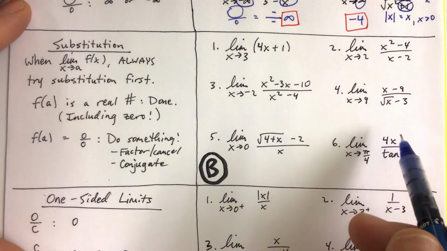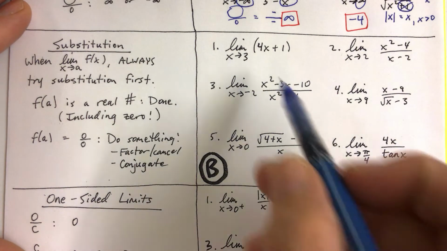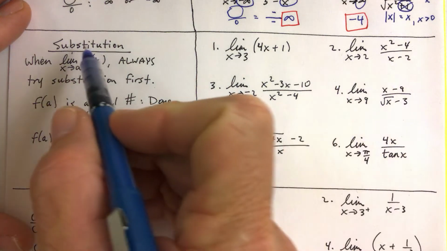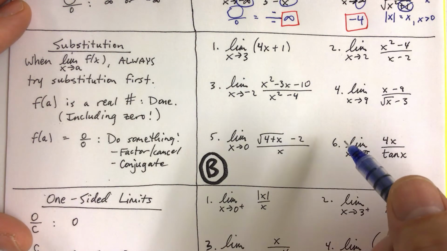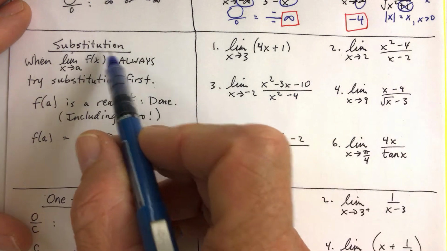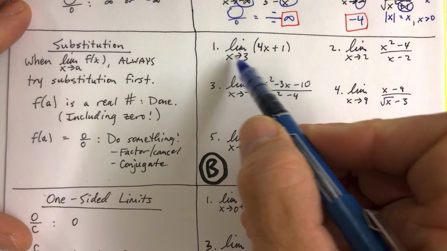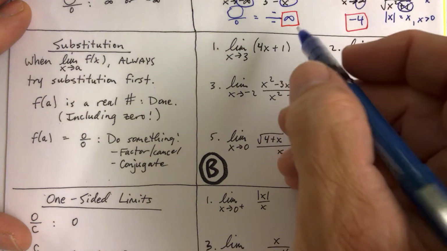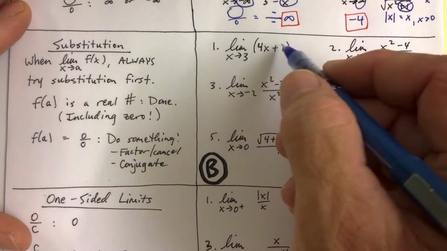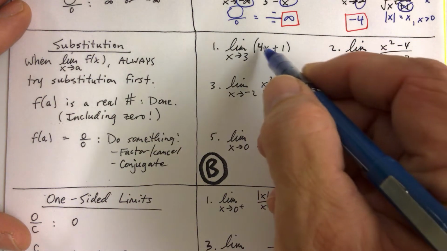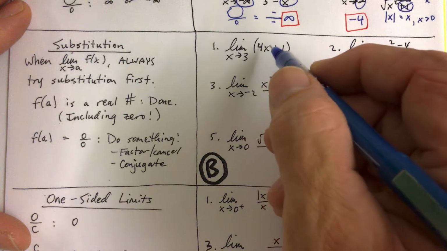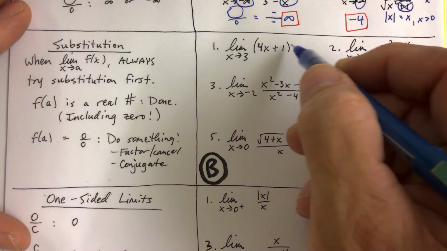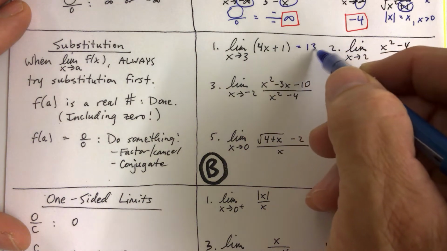So in this next section, section B, problems 1 through 6, we have the substitution method. And the substitution method is always the method we're going to use when x is approaching some real number. In this case, the limit of this function, 4x plus 1, as x approaches 3, is 4 times 3, which is 12, plus 1 is 13.